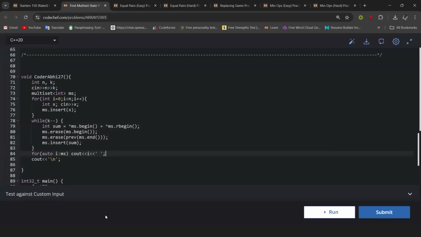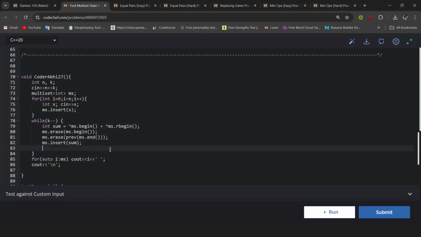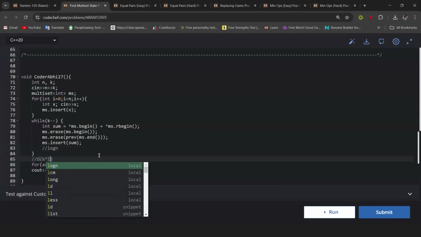Can we use a deque? Yeah, you can also use a deque here. With a deque, you can actually do it in O(n) only. There you can erase the first and last element and push back the sum of them. In that, the time complexity would be O(n), O(k) only, k plus n, you can say. Here, the insertion and all is taking log n time, and the overall time complexity is O(k log n).